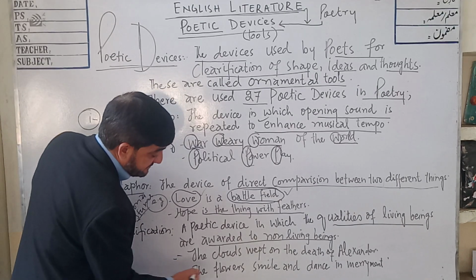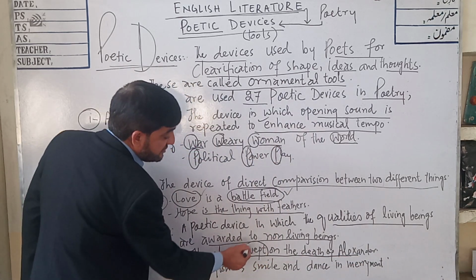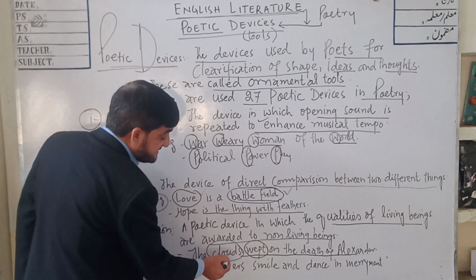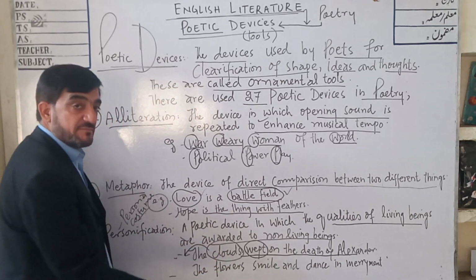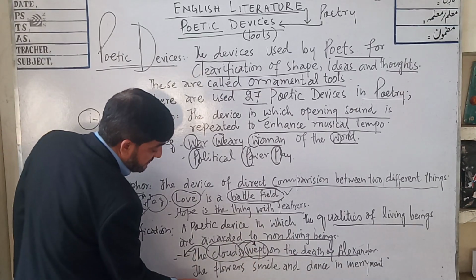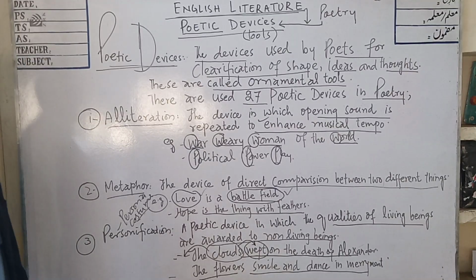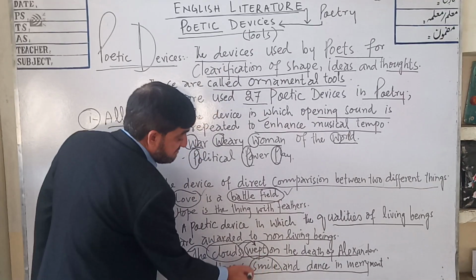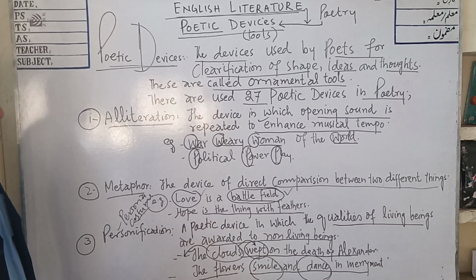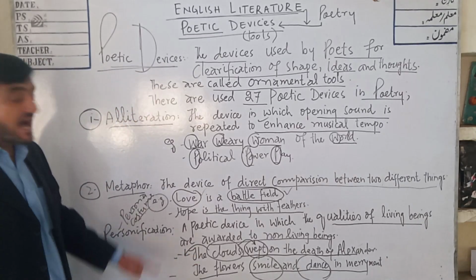The examples are: the clouds wept on the death of Alexander. Now, dear students, you know that weeping is the quality of living human beings and clouds are non-living. So these non-living clouds have been awarded the quality of living beings, and that's why they have been related with weeping. The second one: the flowers smile and dance in merriment. You know that flowers don't smile, it's a quality of human beings. Dance is also a quality of human beings. But these qualities have been awarded to the flowers, so these flowers are personified.